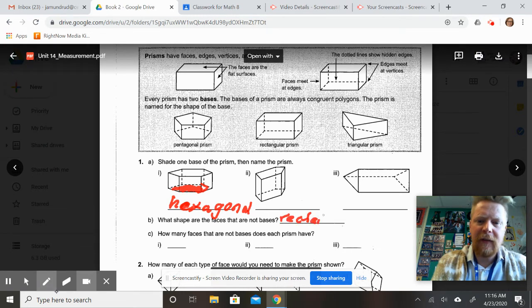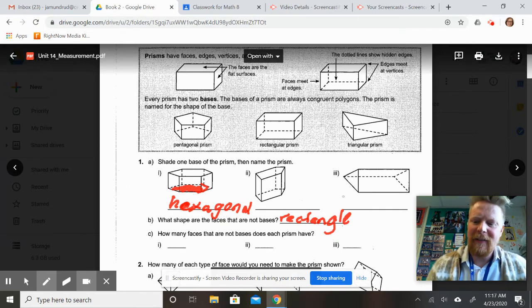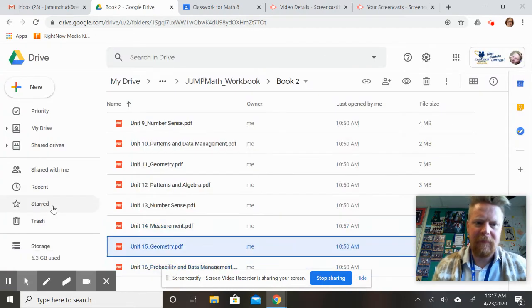I'm just drawing on my screen here, so you'll have to bear with me if my printing is not fantastic. Let's check out what else we've got going on. Oh, better take it off the other tool there. Oops.